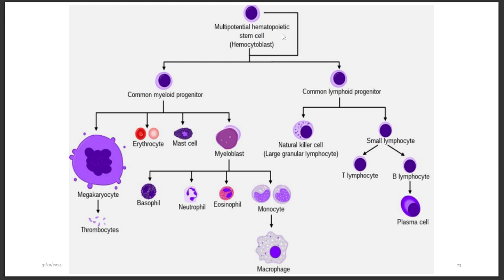Hematopoietic stem cells. These are known as multipotential because they have got a big potential. They have got different potentials. The meaning of that is they can form different types of cells. That's the meaning of multipotential. All right, so we call them hematopoietic stem cells. The name is kind of tricky.